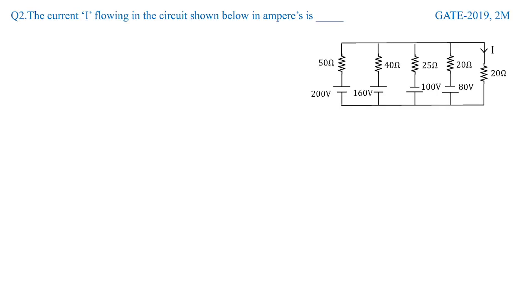In the next problem, which was asked in GATE 2019 for 2 marks, the current I flowing in the circuit shown below in amperes is asked. So it's a direct question. There is no multiple choice option. So we need to find the value of current over here. Let us assume two terminals as A and B, where we are going to separate this 20 ohm apart, and the rest of the circuit we will try to reduce to a Milliman's equivalent network.